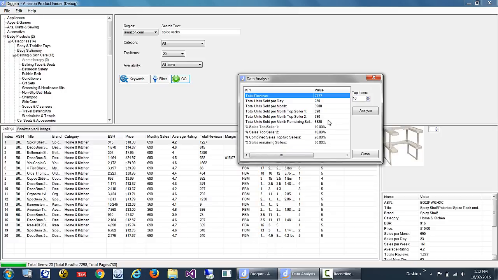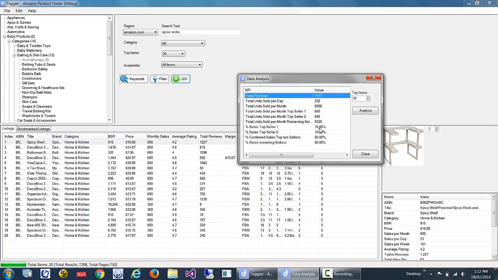So those are the statistics. It's very simple. There's a couple of things we need to see. One is the total reviews. The second one is the total units being sold per month. And then the third KPI is what is the distribution of the sales.